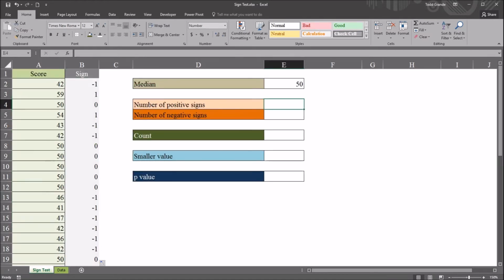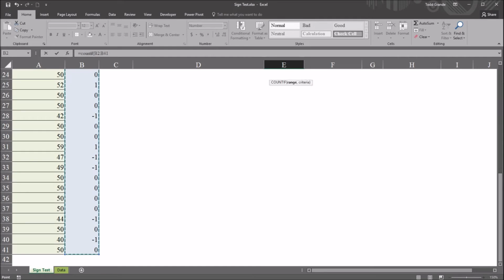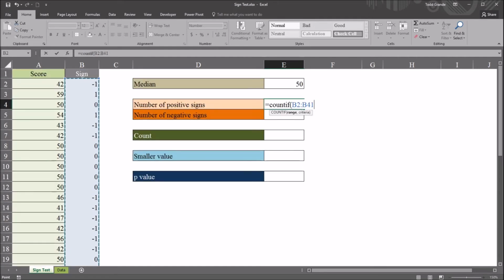Next, I want the number of positive signs and the number of negative signs from this sign variable. So for number of positive signs, this will be equal sign, COUNTIF. The range is going to be the sign variable, so B2 all the way down through B41. And I'm going to use this again for the number of negative signs, so I'm going to make this an absolute reference by hitting F4. The criteria will be quotation mark, equal sign, and for this value, because I'm looking for the number of positive signs, I'm going to use a 1. Quotation mark, and enter. So there's 5 positive signs in this sign variable.